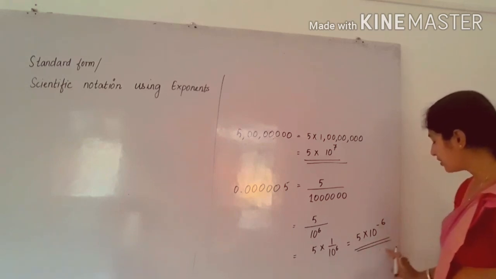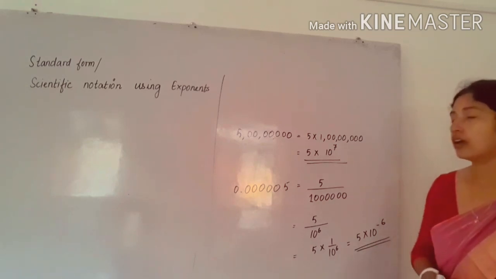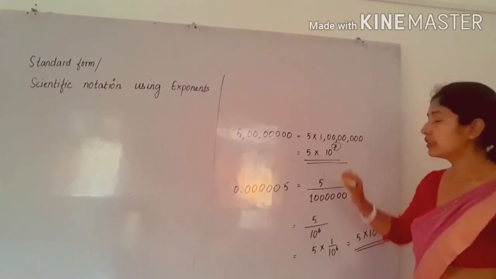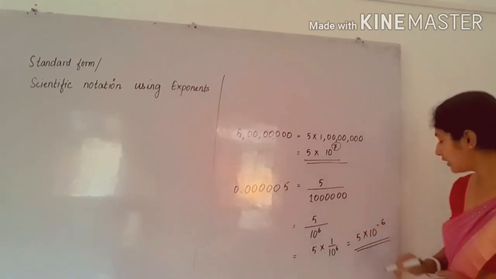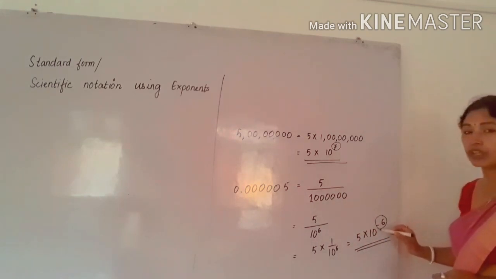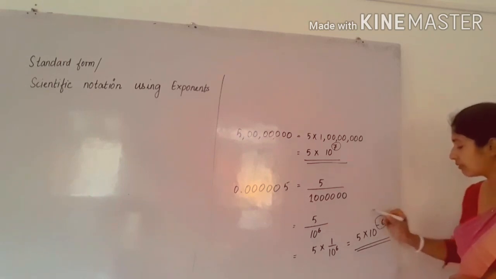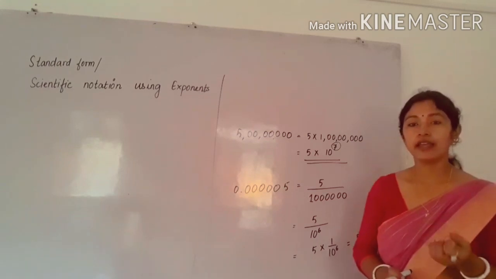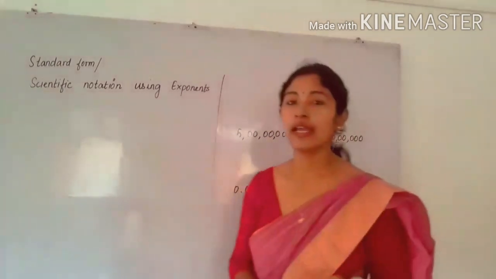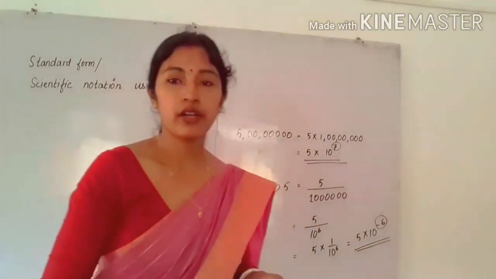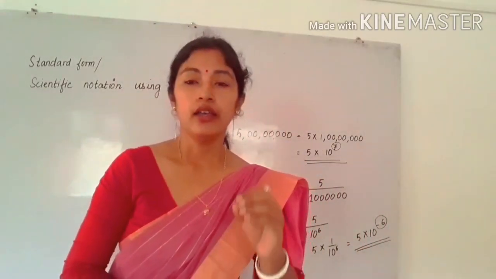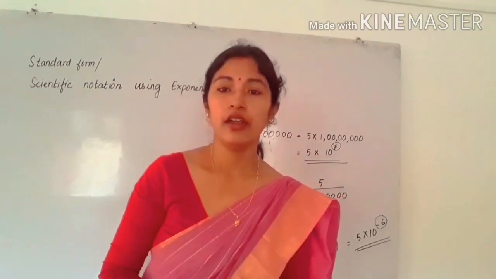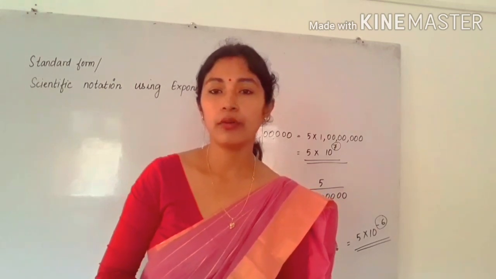So this is a very small number. In exponent form we can say that if the power is positive, then the number is very large, and if the exponent is negative, then we can say the number is very small. This is the way you can directly see and analyze whether a number is smaller or larger. You can directly see the exponent, that is the power. If the power is positive, the number will be larger. If the power is negative, then the number will be a smaller number.